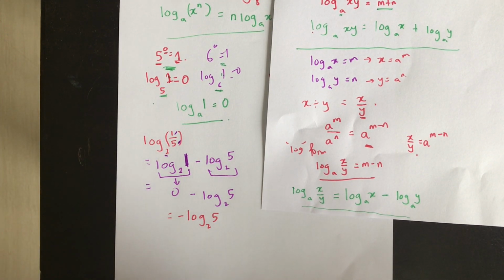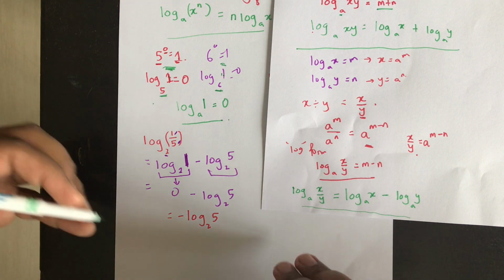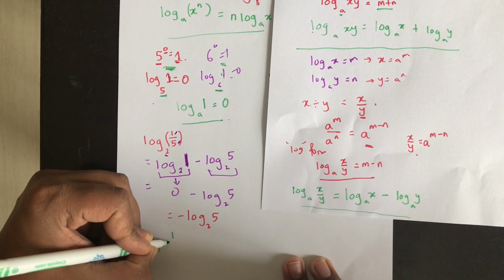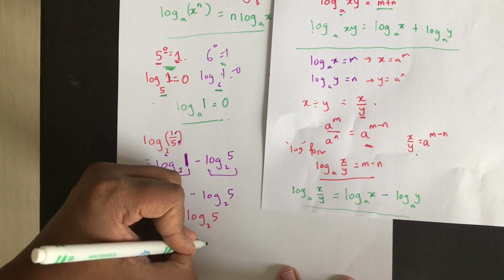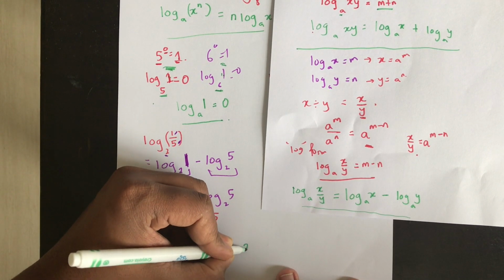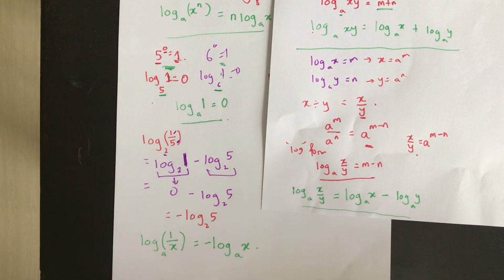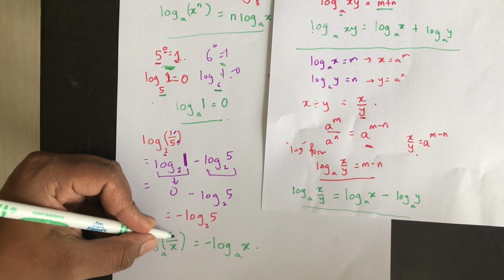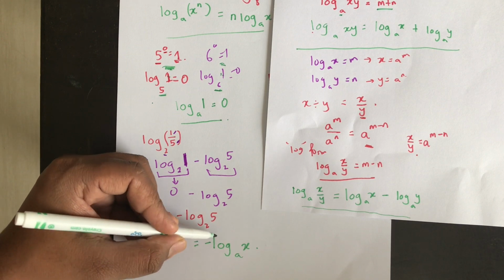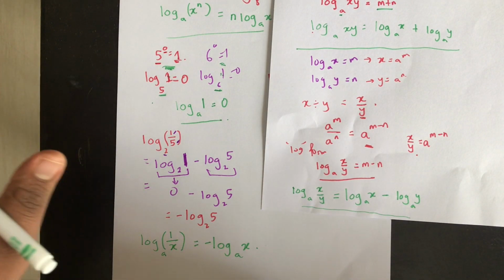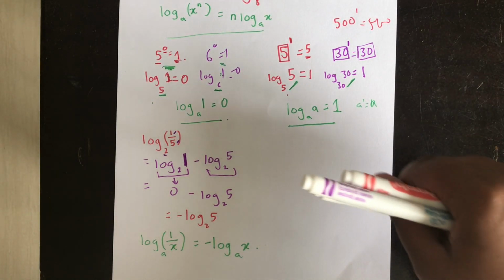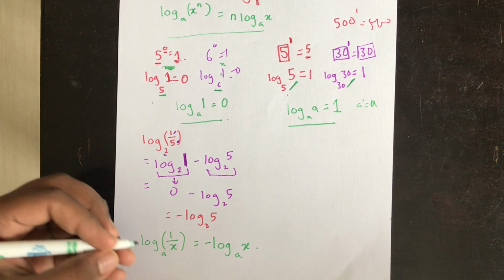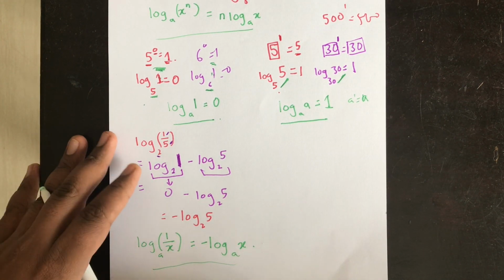We can write a formula out of this. If you have log of 1 over x base a, your answer is actually going to be minus log x base a. This is another formula which I feel that you need to remember. So log 1 over x base a is equal to minus log x base a. So this works with any type of number, and if you know these formulas, then I feel solving log equations will become very easy, and they'll actually be something fun to do.